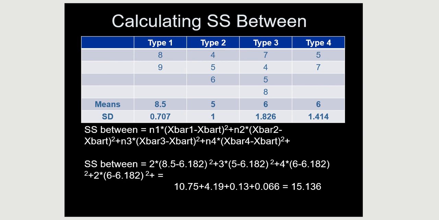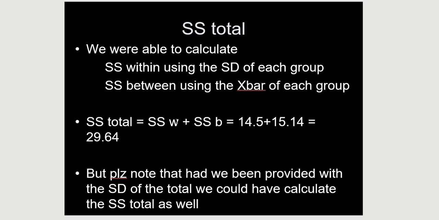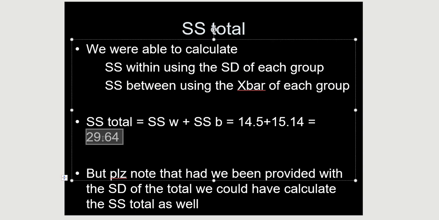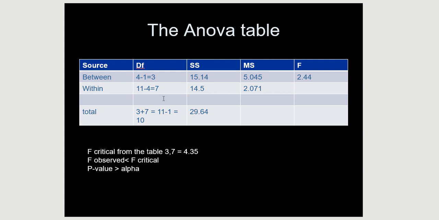The hard work, the heavy lifting is done, okay لأنه adding up the between with the within بيعطيكم the total. Okay so now I can fill up my ANOVA table. So the ANOVA table دايما تذكروا please that the source you start between بعدين within وتحت التوتال. So the sum of square between was calculated to be 15.14. The within was 14.5. You add them up, you get the total.